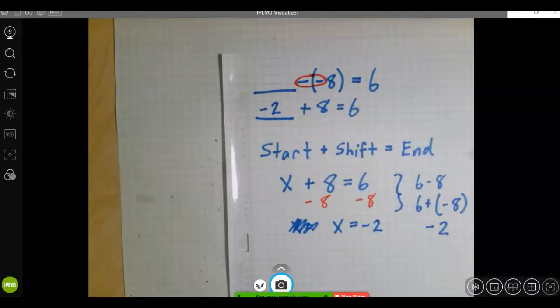Does that make sense? At least a little bit. You don't have to understand algebra yet. I just want you to see it, so when we get to that point, it makes a bit more sense.